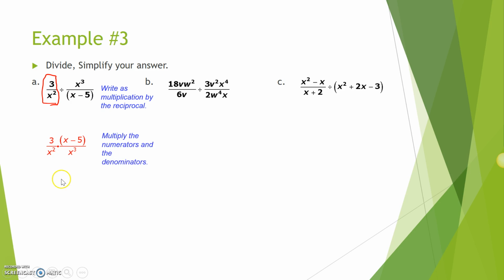Then what we're going to do is multiply the numerator and denominator. So we're going to multiply 3 times (x minus 5). So we're going to distribute the 3 to the x, distribute 3 to the negative 5. And then we multiply x squared times x to the third, which is going to be x to the fifth, because 2 plus 3 is 5. And so my final answer for this is going to be (3x minus 15) over x to the fifth. And that'll be my answer for this.